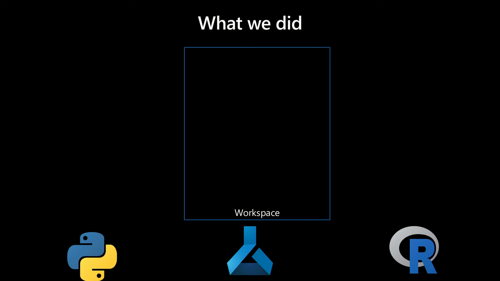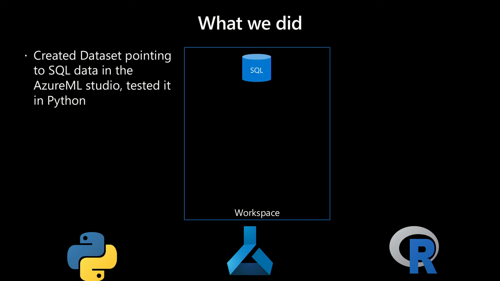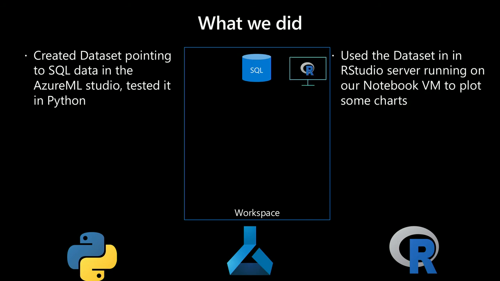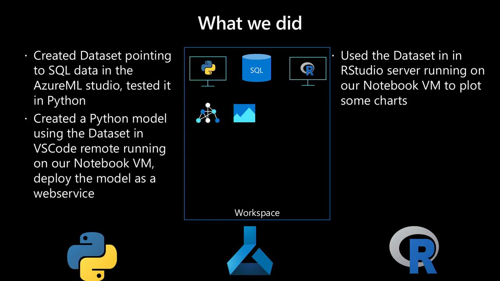Okay, so we showed this. Just to wrap up, how did this actually all play out? We created a data set pointing to a SQL data source in the Azure ML Studio, tested it in Python, and then we used that data set in our Studio server running on the notebook VM to plot some charts. So we get some charts here. And then I went and created a Python model using the data set that we uploaded in Visual Studio Code remote, running on the notebook VM with 128 gigabytes of RAM, all of which I, of course, needed for this huge data set of 1,400 data sets or rows.